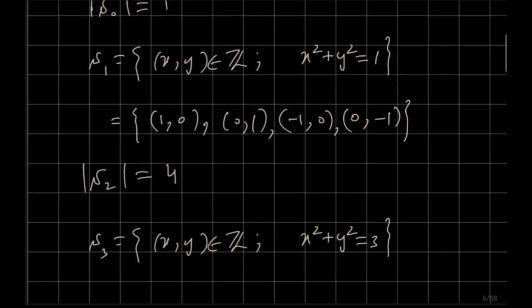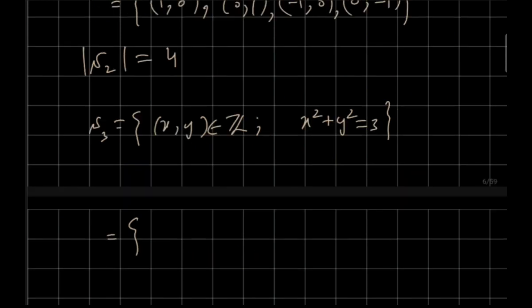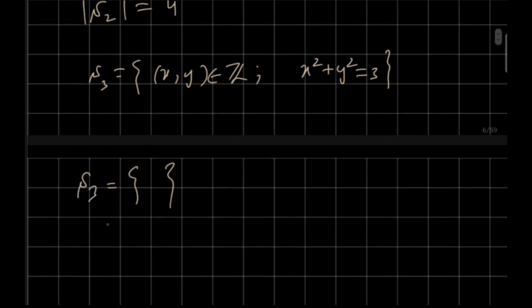What about S3? Are there ordered pairs in Z such that the sum of their squares is 3? The answer is no. There is no ordered pair in Z such that the sum of their squares is 3. So the cardinality of S3 is 0 because it is the empty set.